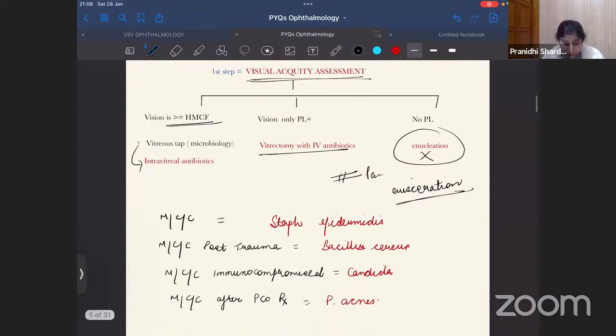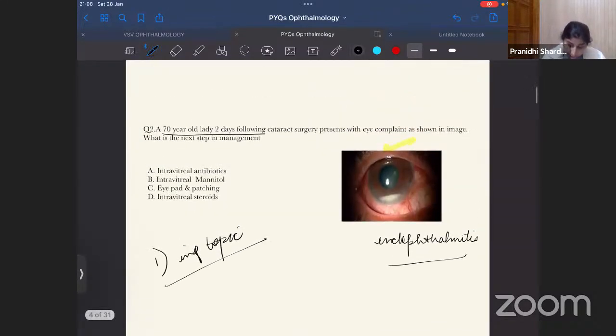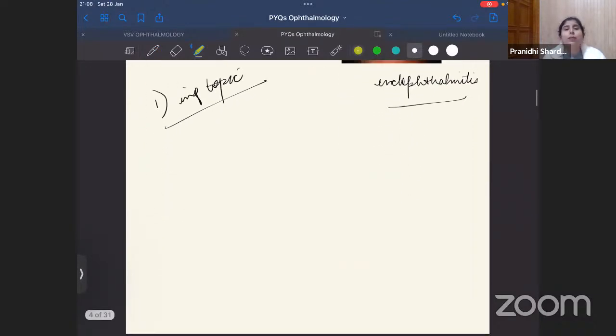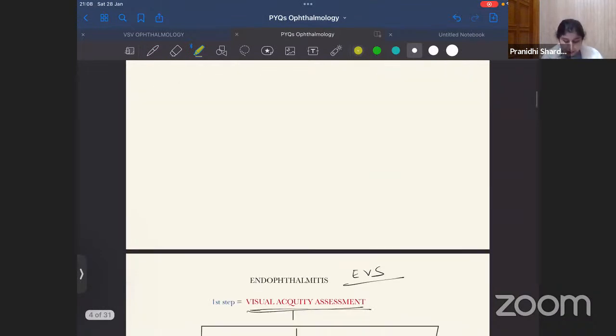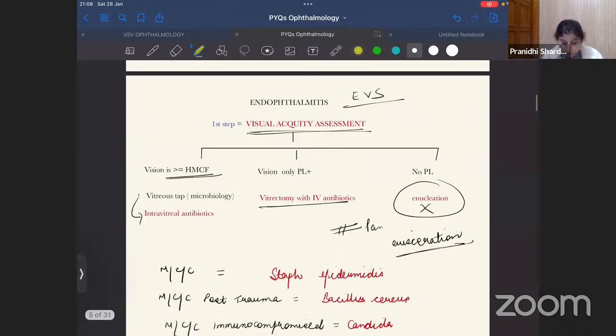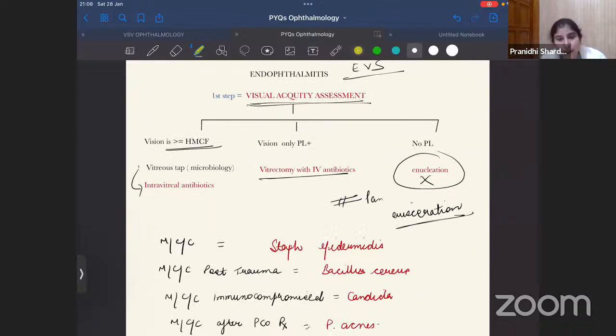Now in this question, the options are antibiotics, mannitol, eye patching, and intravitreal steroids. So we'll do intravitreal antibiotics. No mention about the vision has been given, and the other options obviously we are not going to do in endophthalmitis. So the answer is antibiotics.